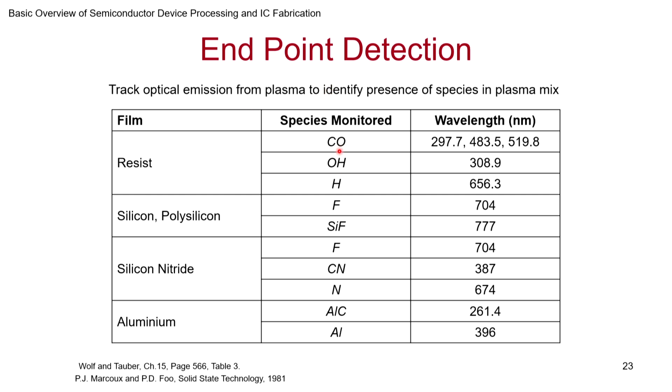So for resist, these are the gases you will encounter, and these are the wavelengths you can monitor. As soon as the etching starts, you will find that the signals in these wavelengths start coming. Similarly, silicon nitride, aluminum, you'll find that these are the signals that will come. Before you start, no signal. As soon as etching starts, signals start shooting up. As soon as etching is done, it will start going down towards zero. So then you know that etching is done, you can stop. This way you can track and sense it.